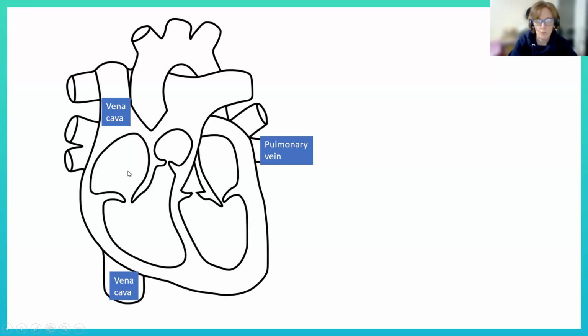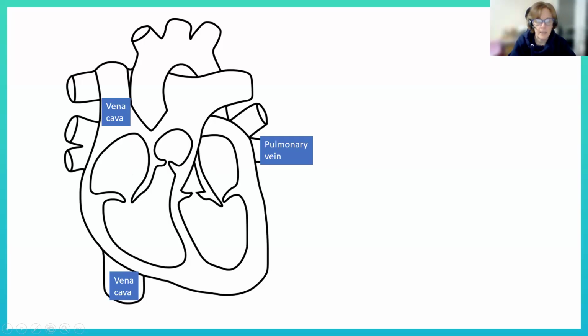So the heart has got 4 chambers. This is the top chamber on the right side. This is the bottom chamber on the right side. This is the top chamber on the left side and the bottom chamber on the left side.